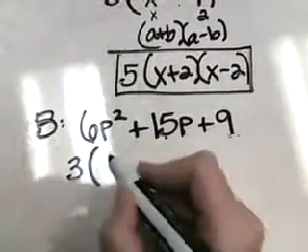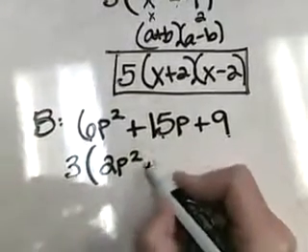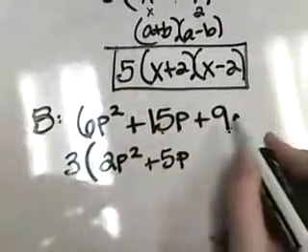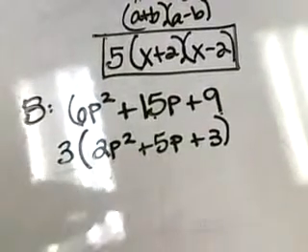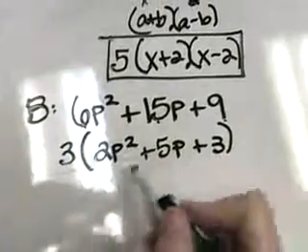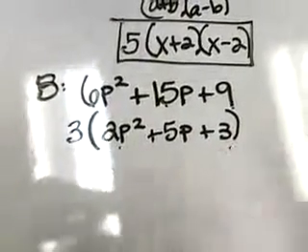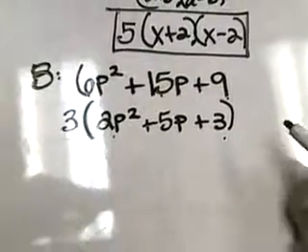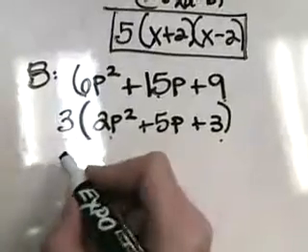So 6 divided by 3 would be 2p squared. 15 divided by 3 would be positive 5p. And 9 divided by 3 would be 3. Now we look at what's left in parentheses, and we still ask ourselves that next question: are the first and the third perfect squares? No, neither one is. So then we have to try to proceed with general factoring.